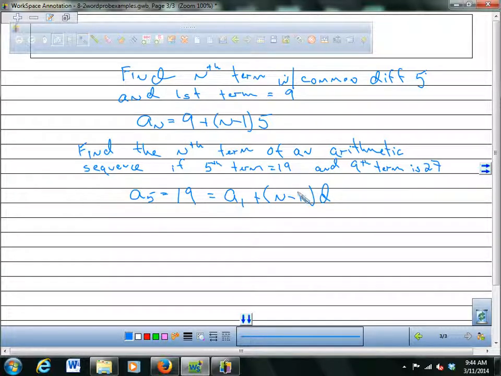Yes? No? 5 minus 1. Okay? And then I know a sub 9 looks like a 9 sub 9. That's a 9, that's an 8. Equals 27. And a sub 1 is still going to be the same number. But when I plug 9 into n minus 1, I get a sub 1 plus 8d.